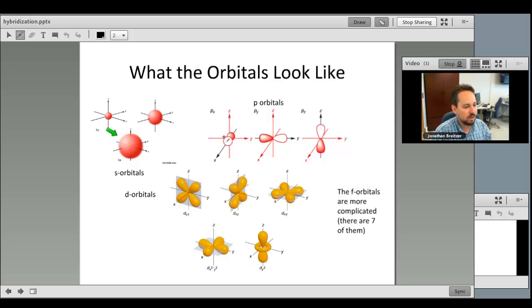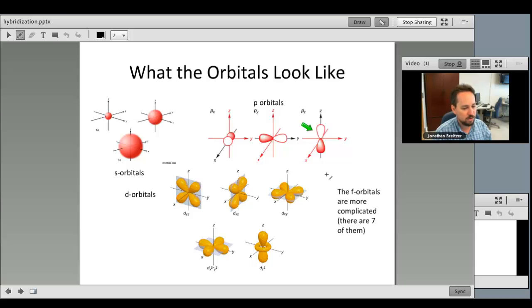Now we have the p electron. There are three of them, and these p electrons can be pointing along three directions. There's a px, a py, and a pz. One pointing along the x-axis, one pointing along the y-axis, and one pointing up and down along the z-axis. Those are your p orbitals.